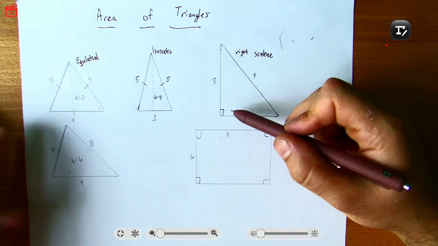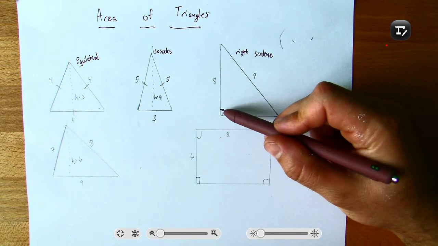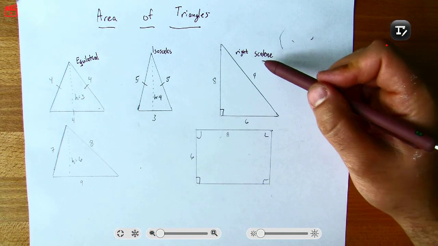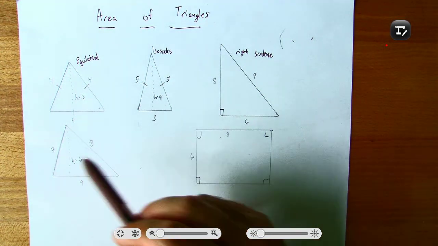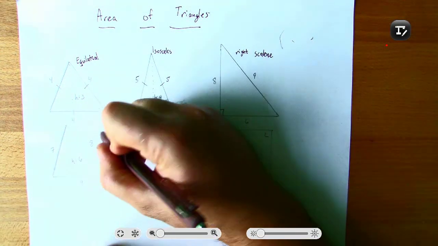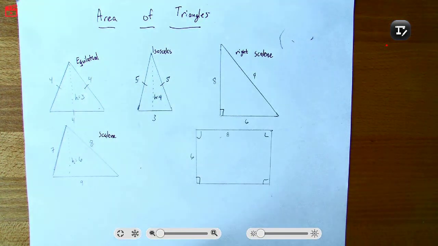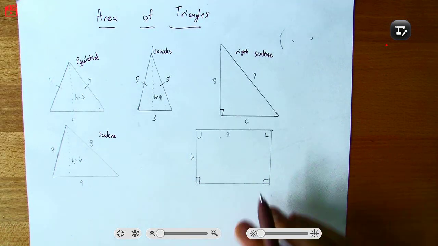The only reason I'm calling it a right scalene is because it has a right angle in the corner, but all the sides are different, which makes it a scalene. There's two different measurements. Over here we just have a regular old scalene. There's nothing special about it besides the fact that all of its measurements are different. This is, of course, a rectangle.